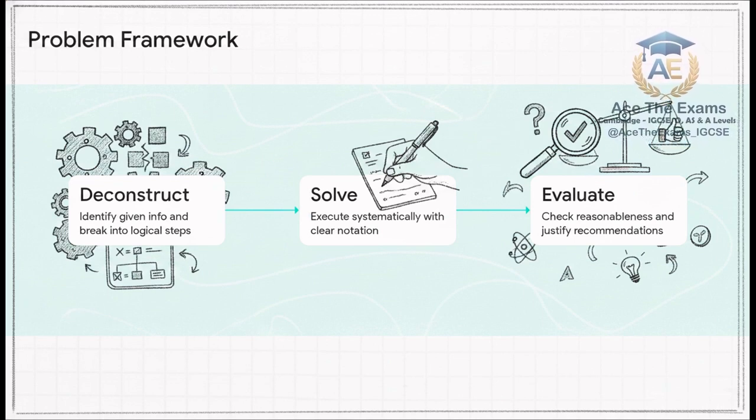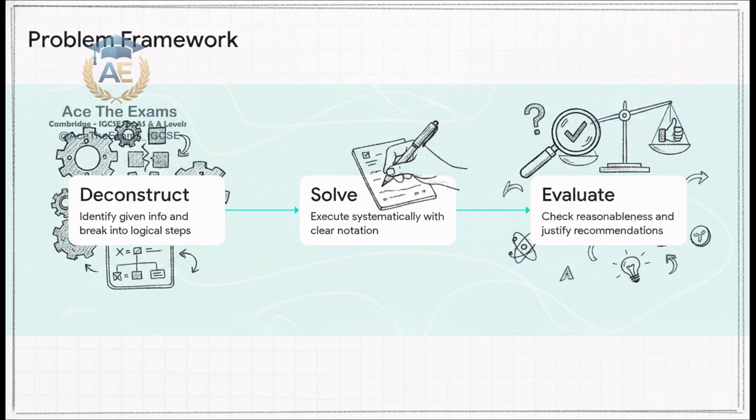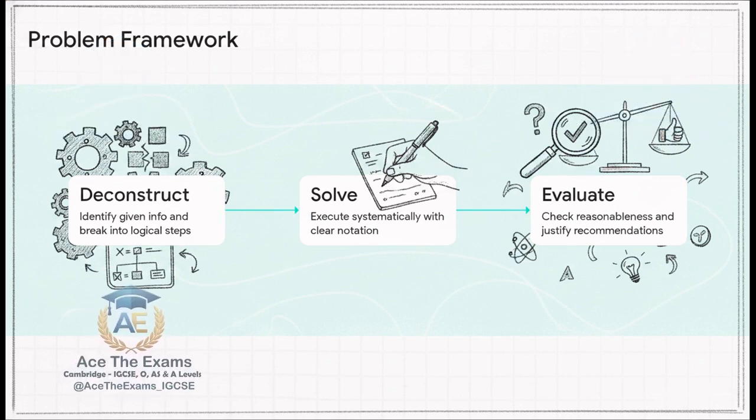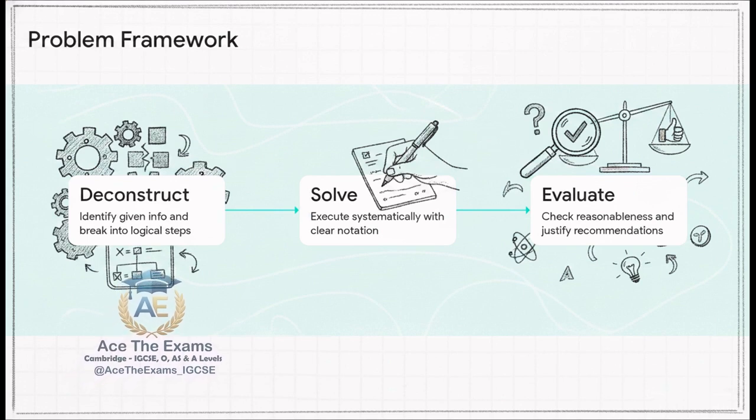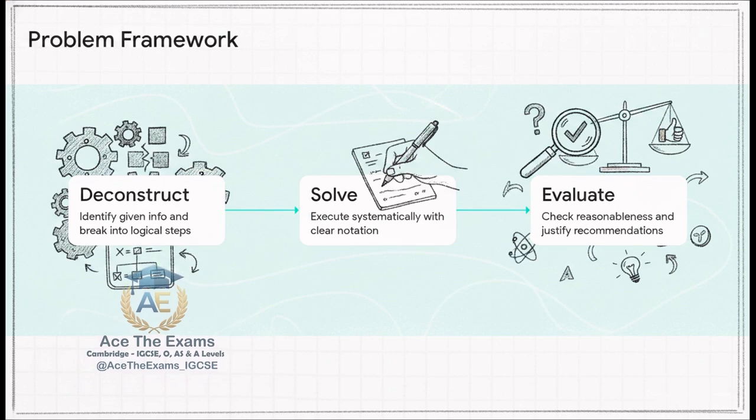Step 2, solve. You execute those steps using the PEEL framework we discussed, applying clear notation and the correct terminology. And finally, step 3, evaluate. This ties directly into your time management matrix. You look at the marks available, look at the answer you just got, and ask yourself if it makes physical sense within the time you've spent.